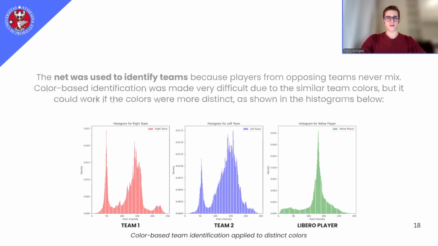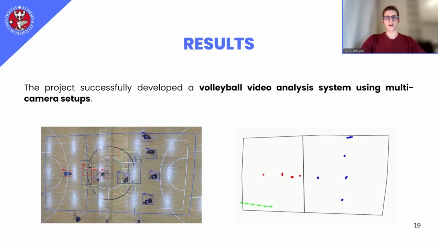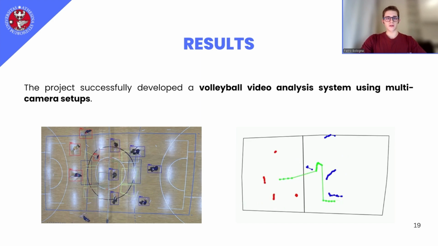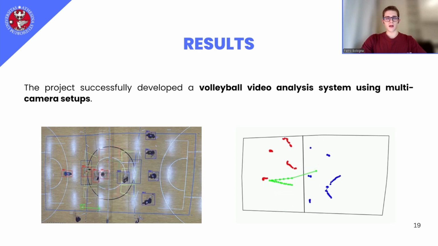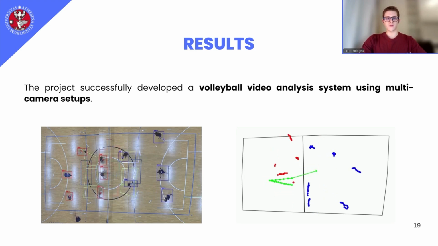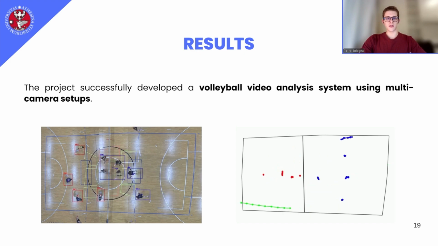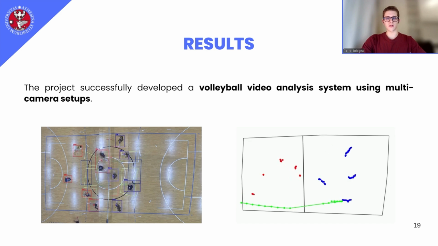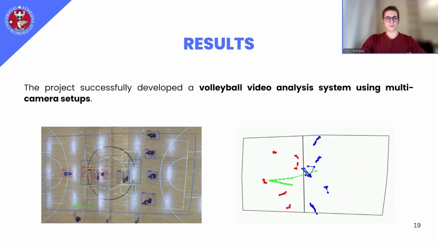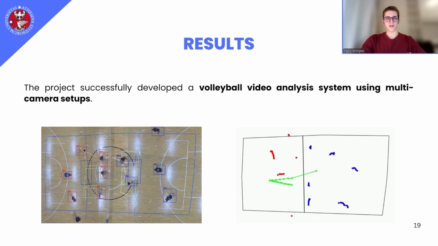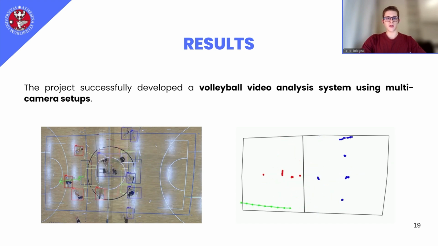The project successfully developed a volleyball video analysis system using a multiple camera setup. While stitching results showed artifacts due to the camera angles, they did not affect accuracy. Background subtraction was effective for object detection but had limitations, especially near the net, leading to occasional errors in team identification. And YOLO significantly improved ball detection and tracking, addressing challenges like rapid movement and distortion.